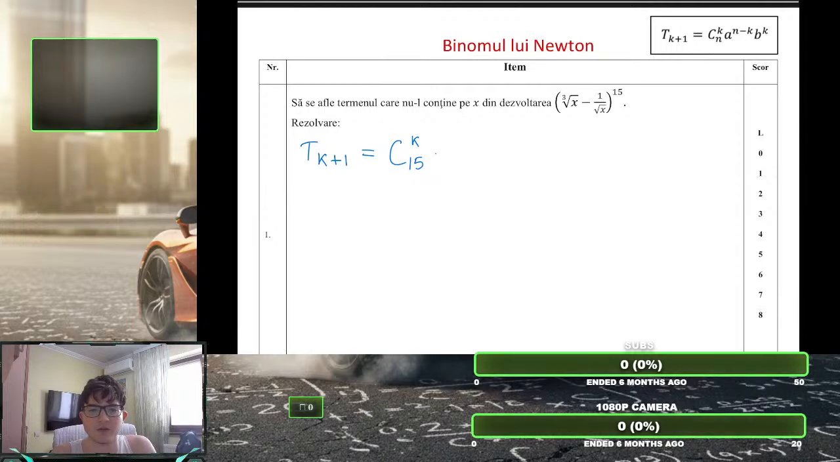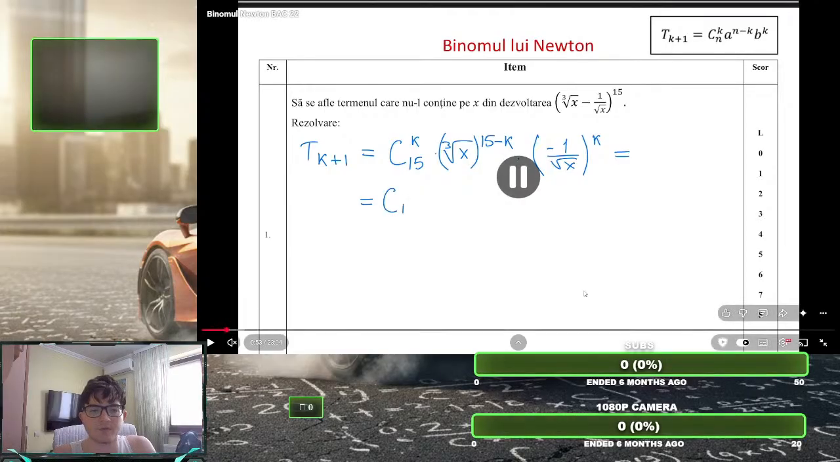C15, so basically plug in n. Really easy. Power of n minus k, so 15 minus k. And then power of k, which is just k. We do not know what k is yet. We've yet to find that out. We write it down as it is, just the same.